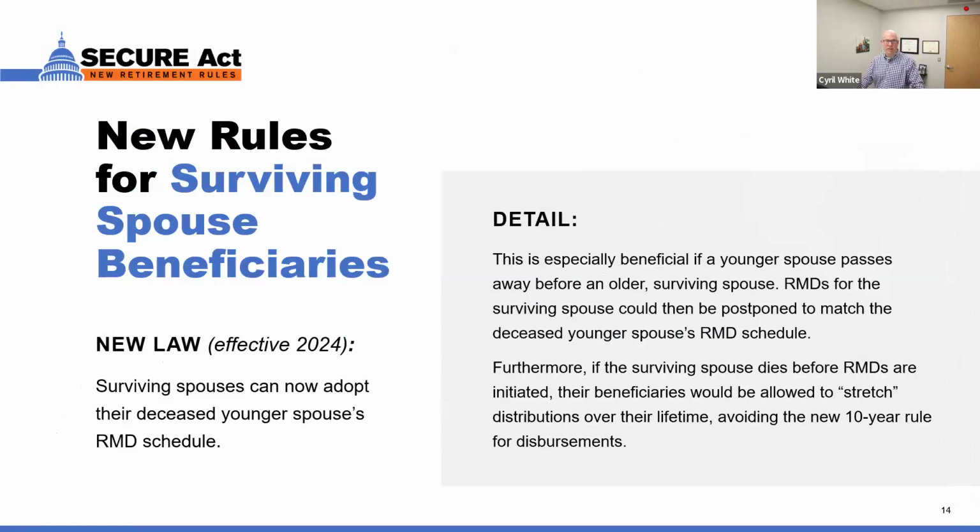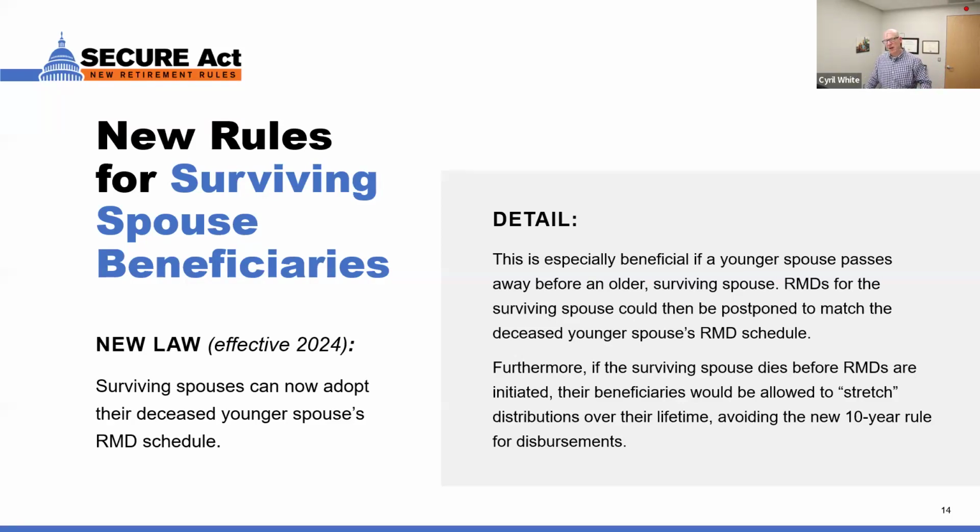The Act also made new rules for surviving spousal beneficiaries. So effective this year, 2024, the surviving spouse can now adopt their deceased younger spouse's required minimum distribution schedule. So if you have an older spouse and a younger spouse, and the younger spouse predeceases, dies before the older spouse, the older spouse can take the younger spouse's required minimum distribution, which we spread out over a longer time because of the younger spouse's longer life expectancy. Even in this case, they died sooner, but that doesn't matter because they use a table for the life expectancy.